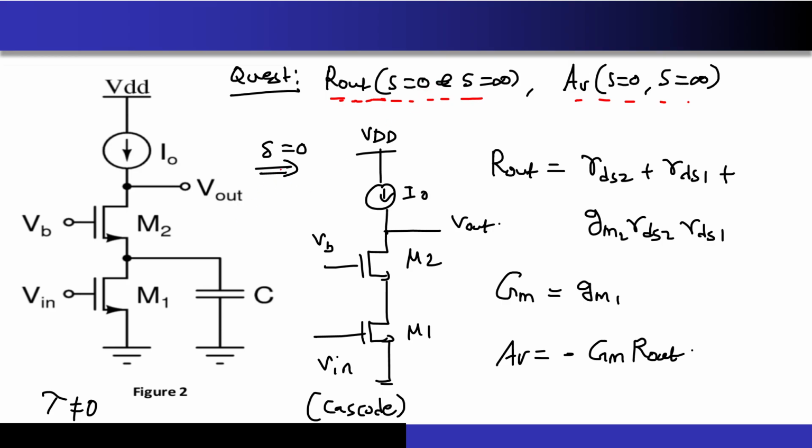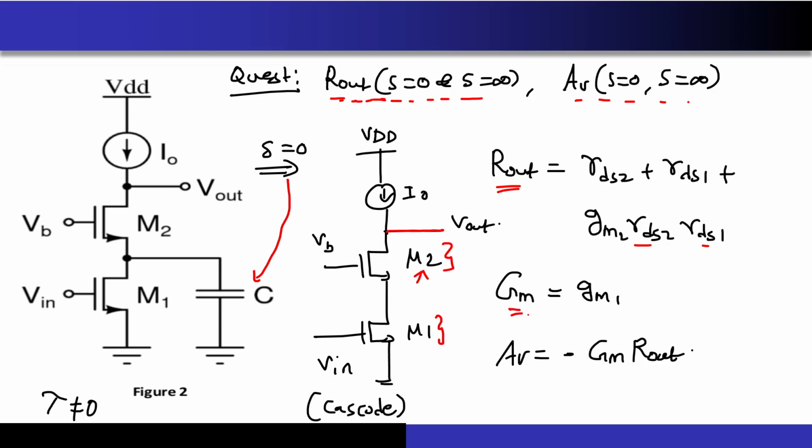So now let me make this circuit for small frequencies, at very low frequencies. The capacitor will act as an open circuit. Now what is this configuration? We have seen this multiple times. This is a cascode amplifier. So what is the Rout? Rout is nothing but RDS of this plus RDS of this plus GM2 into RDS2 into RDS1, correct?